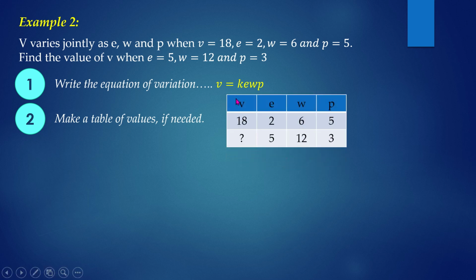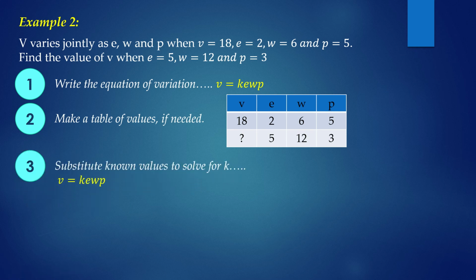So we have the variables or quantities V, E, W, and P. The first value of V is 18, E is 2, W is 6, and P is 5. Then the second statement, find the value of V, so the second value of V is a question mark, when E is 5, W is 12, and P is 3. So you can see in the table that the value of V is missing.